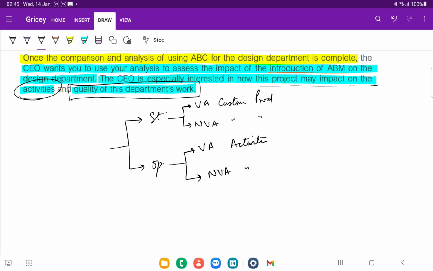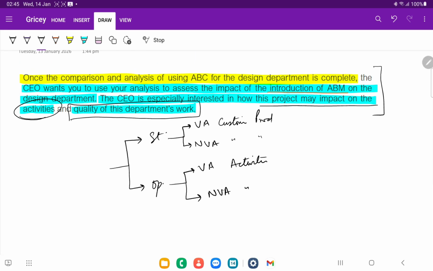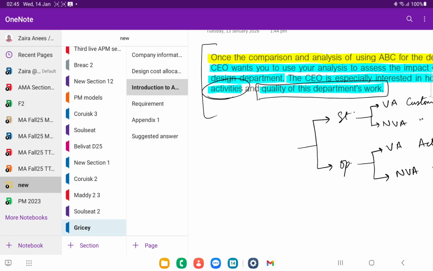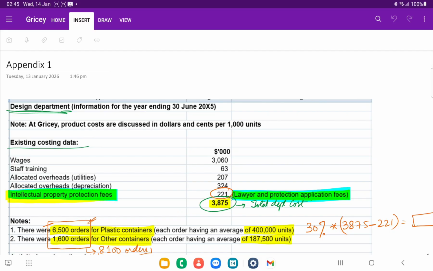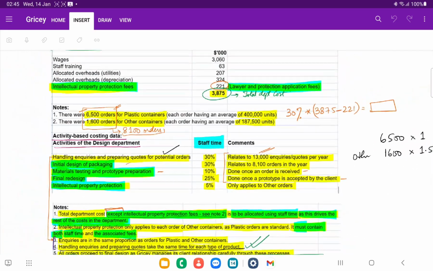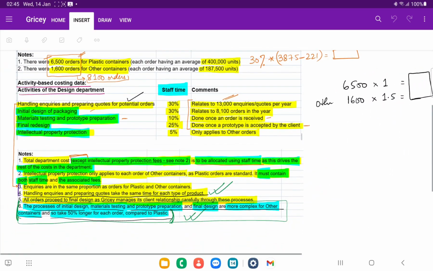Now the problem with this type of question is that there are just three lines written here, and now you need to do everything on your own. You need to connect this little bit of theory of activity based management with the given scenario. Now for that we need to go back to appendix number 1, because appendix number 1 is something where we can identify a lot of things, right?